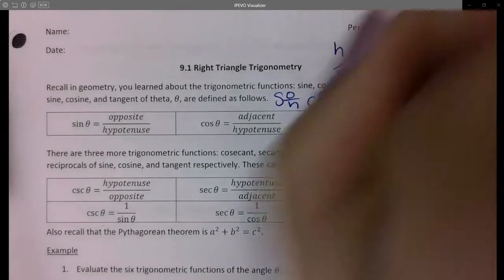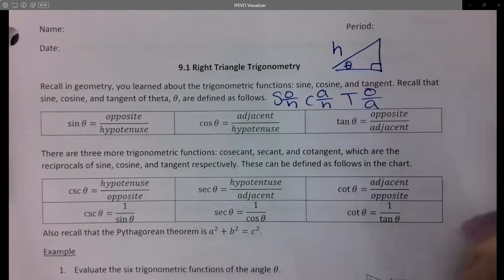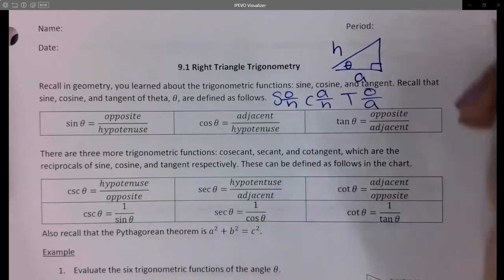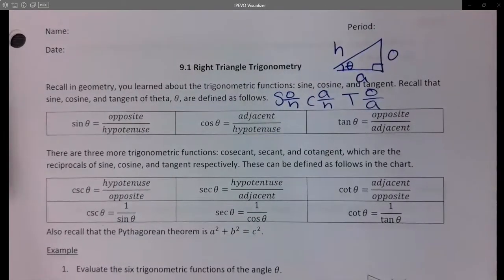Our H is our hypotenuse, the longest side across from the right angle. Adjacent is the side that isn't the hypotenuse touching the angle, and opposite is the side that doesn't touch my reference angle at all.